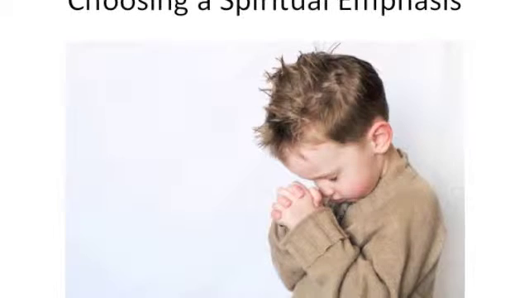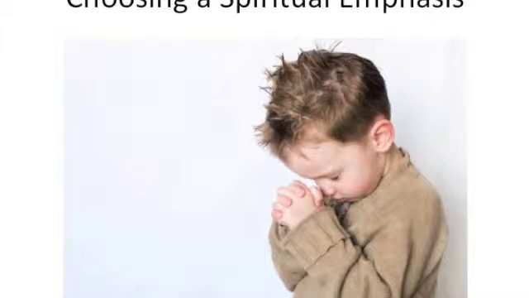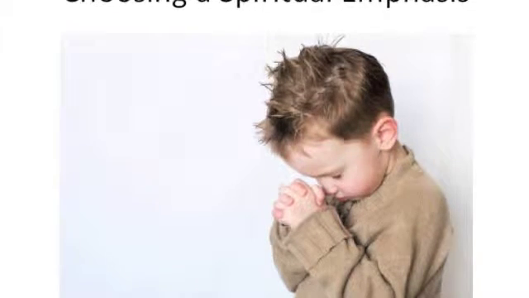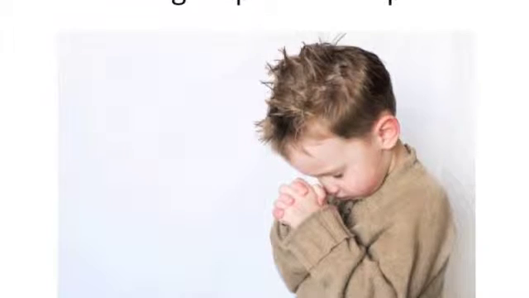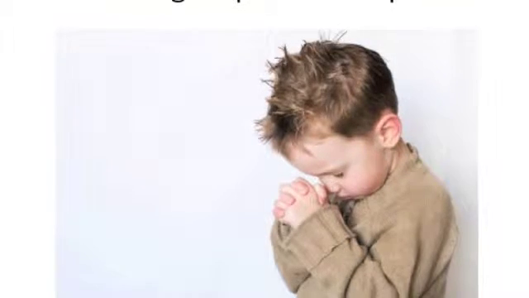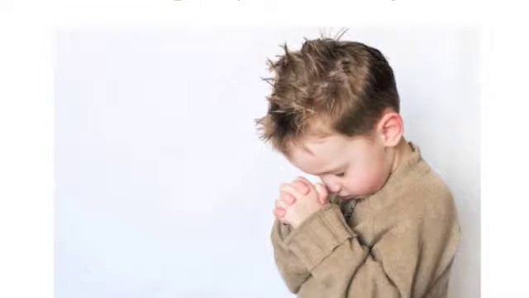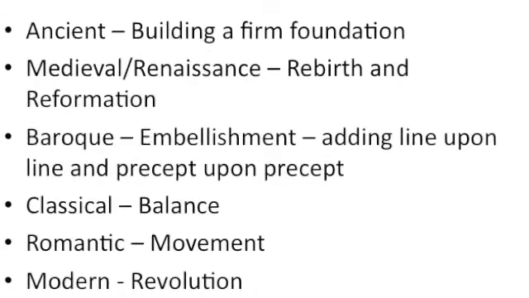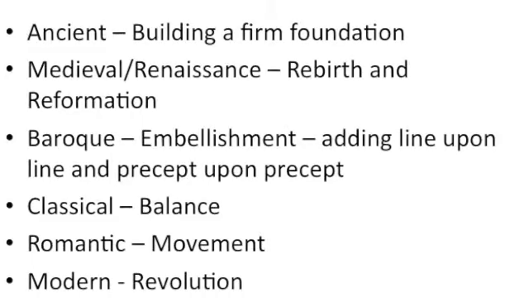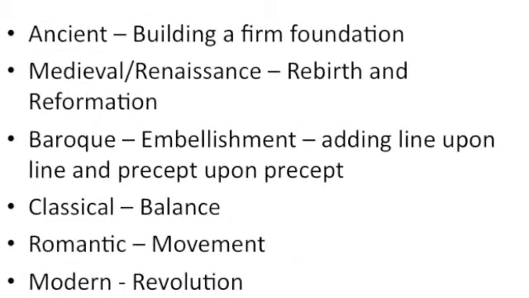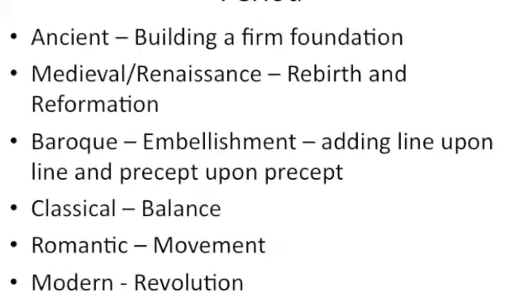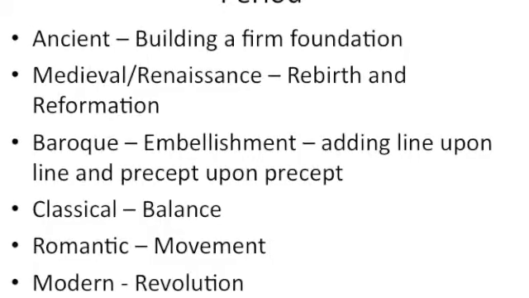Step 3 is to choose a spiritual emphasis. This can be as varied as the options I just laid out for you. At the beginning of each time period on the website, there's a whole section called Spiritual Emphasis. In this area, you will find topics with related scriptures to tie into that particular time period. We've chosen an overall vision for each period, but you can choose other options on your own as well. For instance, the topics we have chosen for each time period include ancient, building a firm foundation; medieval Renaissance, rebirth and reformation; Baroque, embellishment or adding line upon line and precept upon precept; Classical, balance, doing all things in moderation; Romantic, movement or following hard after God.